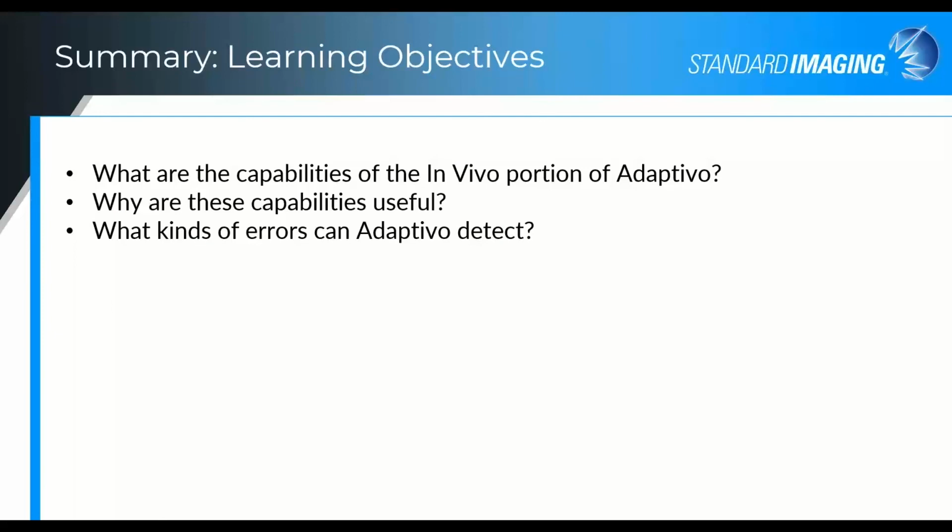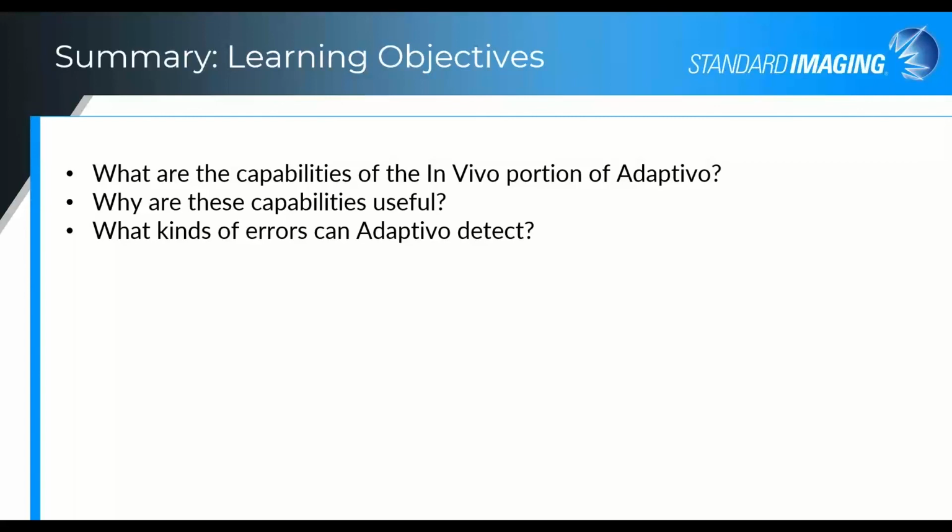So in summary, I would like to finish with the learning objectives that I outlined at the beginning. So what are the capabilities of the in vivo portion of Adaptivo? I would suggest to determine differences in the plan versus delivered dose, as well as to determine differences throughout delivery from the planned delivery and/or the initial fraction. So we could catch those changes and we could even catch a haircut.